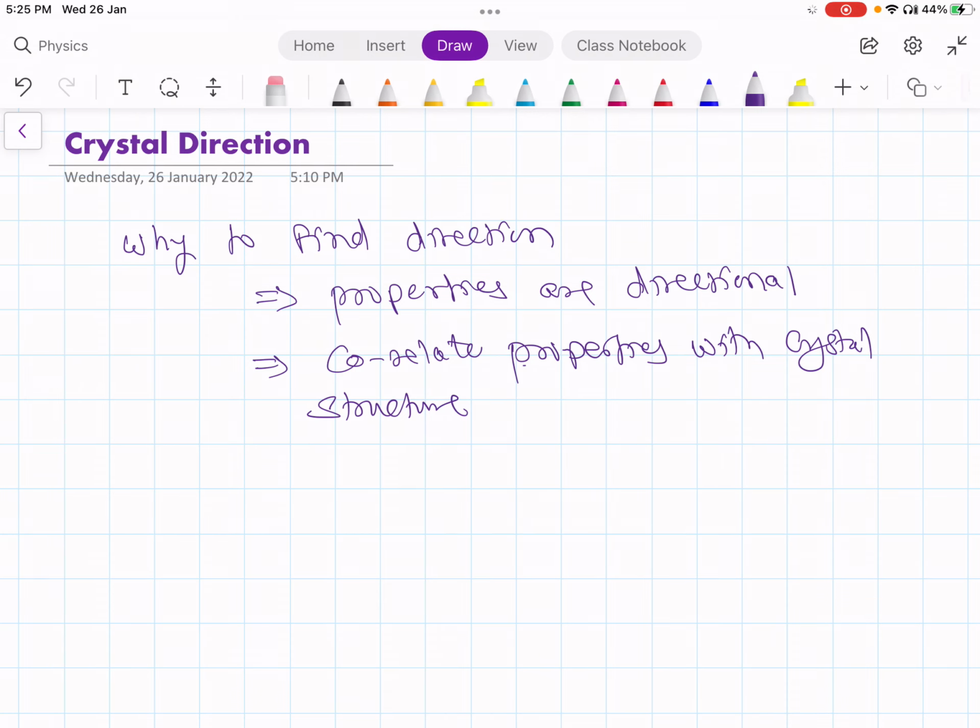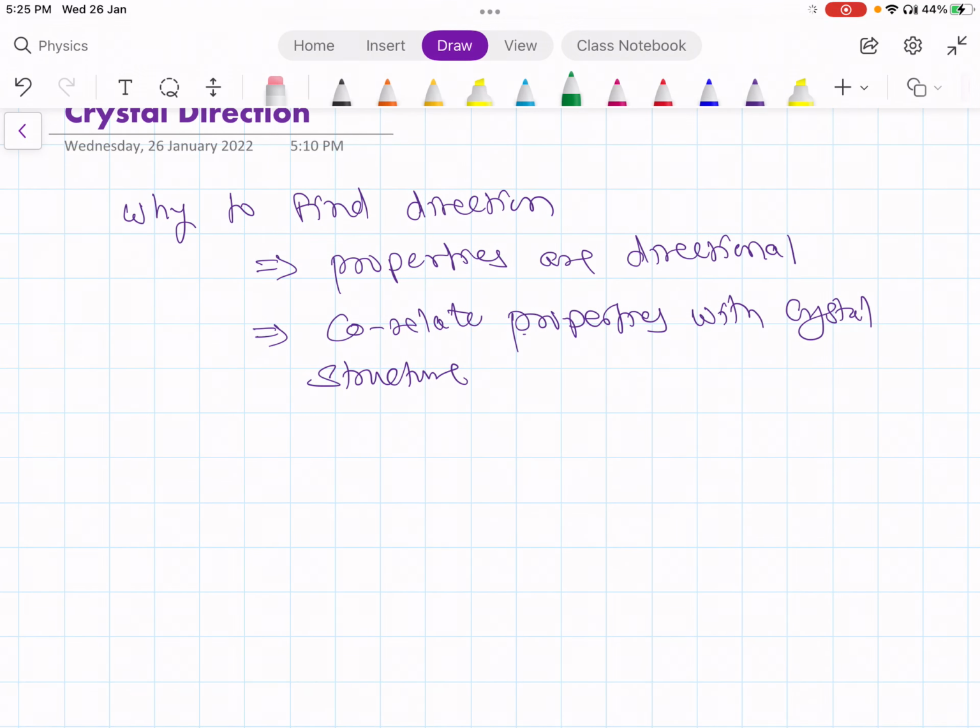In the last lecture we studied how to find Miller indices of the plane. So here we will study how to find Miller indices of direction. So it is Miller indices of direction. What is it?